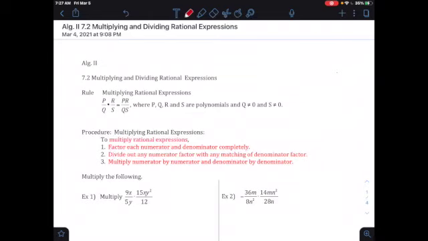Everyone, today's objective is multiplying and dividing rational expressions. And again, this is very similar to what we have done before. Multiplying rational expressions: if you have a fraction times a fraction, you just multiply the top and multiply the bottom, where p, q, r, and s are polynomials, and q cannot equal 0 and s cannot equal 0. And the reason for that is because remember, we cannot have 0 in the denominator.